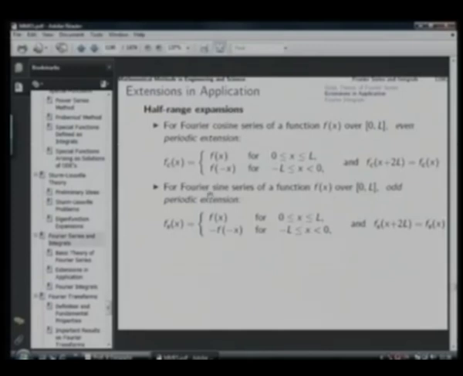So, for Fourier cosine series, this is the even extension, and then this is the periodic extension. Similarly, for Fourier sine series, this is the odd extension that we make, which pictorially we saw just now, and this is the periodic extension. So, these processes give us ways to get sine series or cosine series for a non periodic function with the definition only over limited finite intervals.